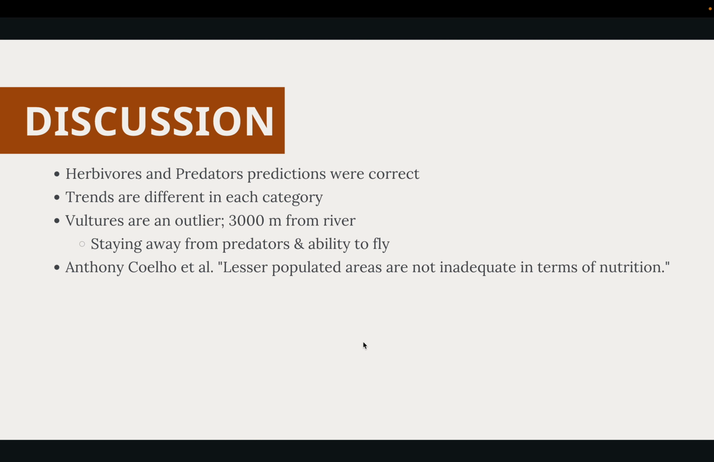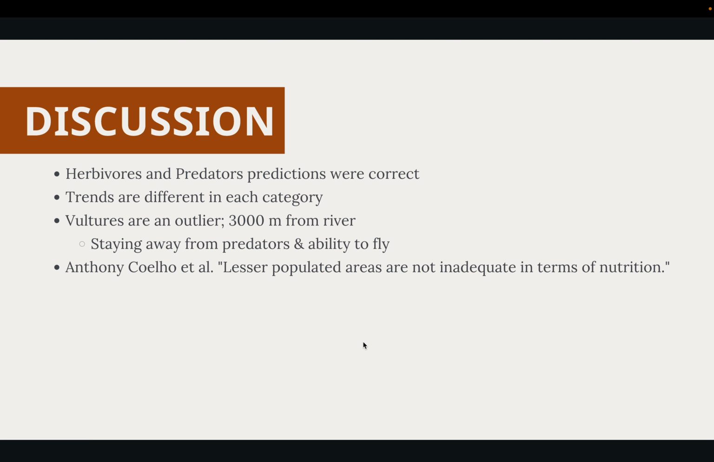So what do these graphs mean? The graph of the herbivores shows that the hypotheses and predictions were both correct, as the graph shows a downward trend in each species. This means that the closer the animals got to the river, the more of them there were. Then, the graph of scavengers did not prove the prediction made correct. Instead, this graph showed multiple outliers.